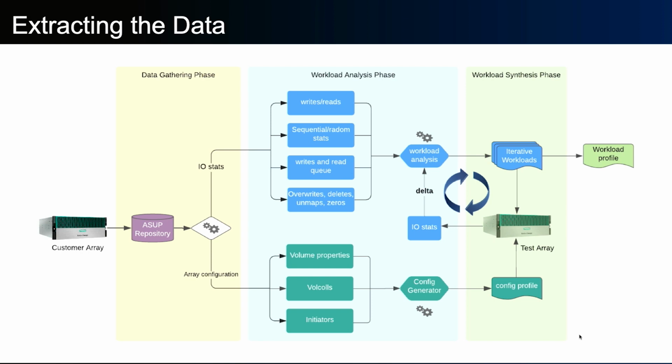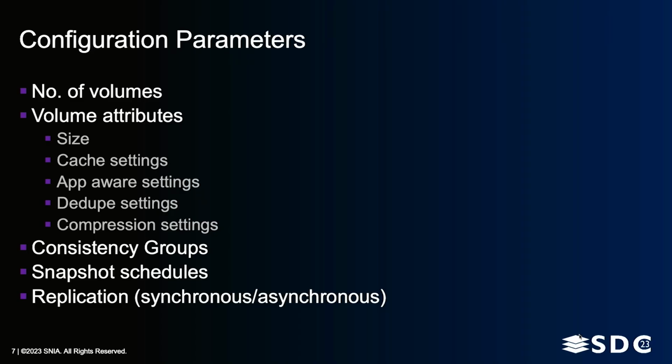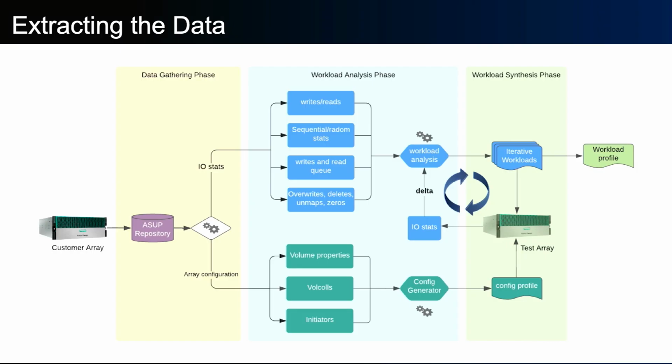For the configuration, we take all the relevant data from the ASUP autosupport, and we have a small script which parses those logs and gives us a configuration, like how many volumes we need to create, what the cache settings are, and whether DD should be enabled for those volumes, or encryption should be enabled or not. So we have those settings in place, and we generate a script out of it, and we feed that to the test array. So that's how the configuration part works.